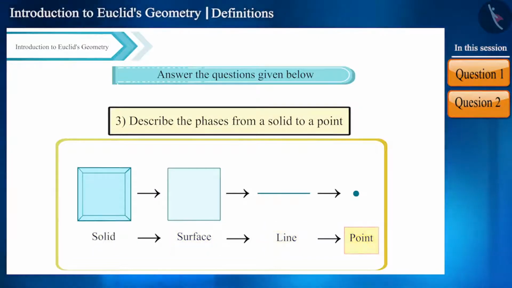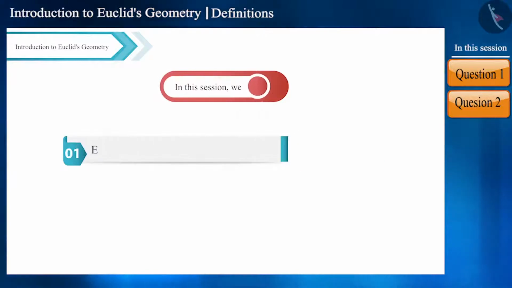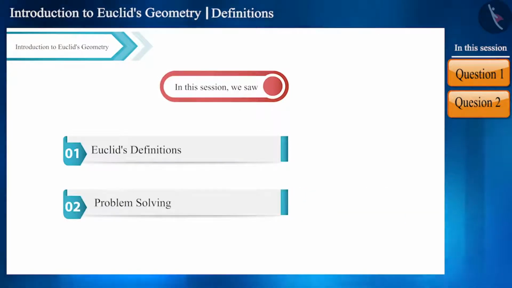Friends, that's all in this session. Today we saw some questions related to Euclid's definitions.